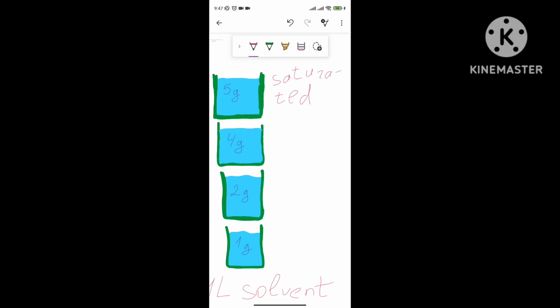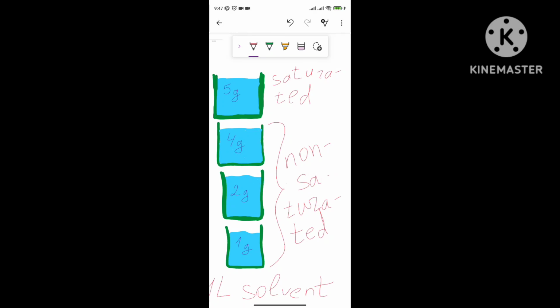In the second case, we have 4 grams of a solute dissolved here. In this case, and even in all the other cases, like 2 grams, 1 gram, all of them are non-saturated solutions because we don't have the maximum. We still can add some more solute, so we don't have the maximum amount of solute in them. So these solutions are not saturated.